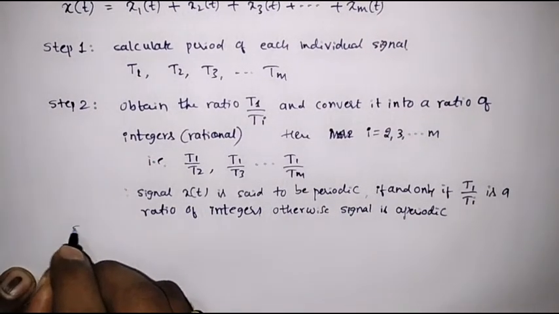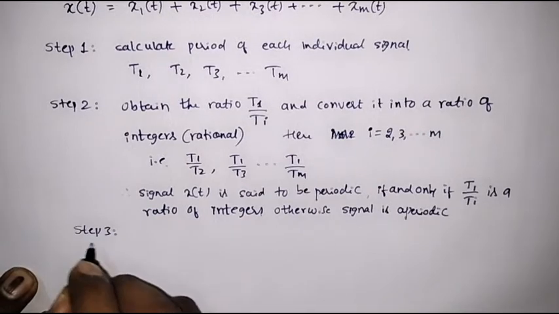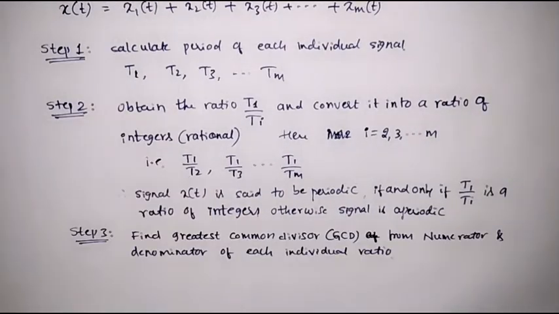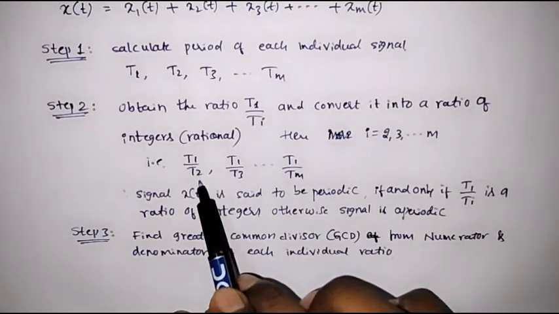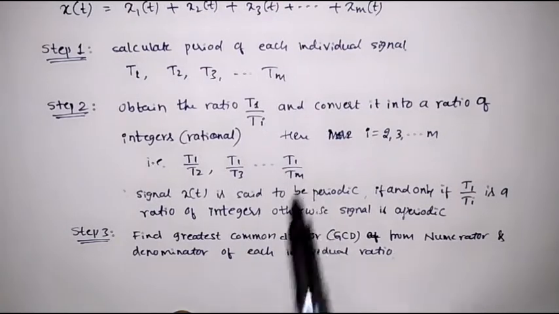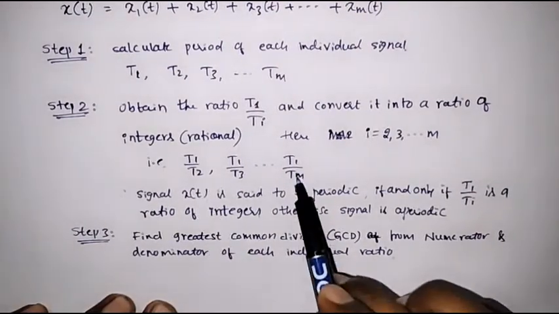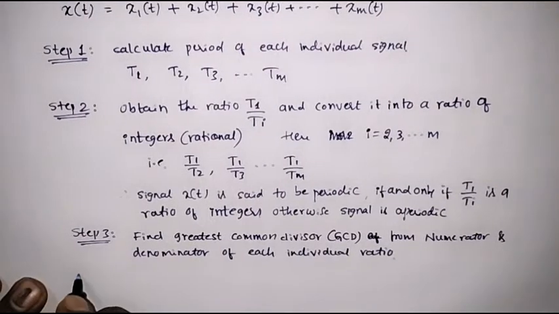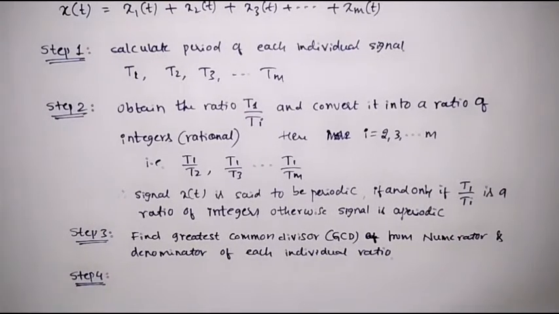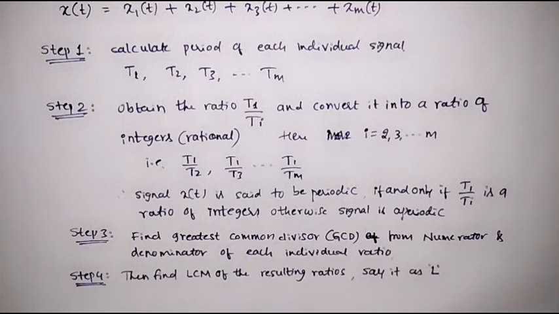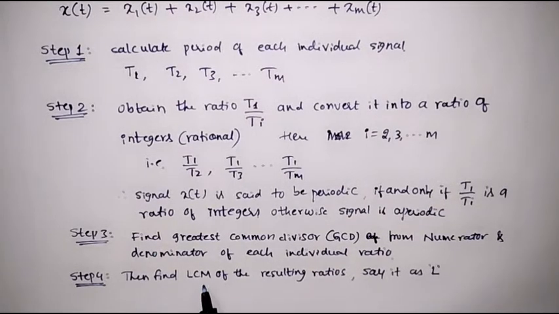Now let's see step number 3. In step number 3, we are supposed to calculate the GCD of the numerator and denominator of each individual ratio from t1 by t2 to t1 by tm. Step number 4. Then we are supposed to calculate the LCM of the resulting ratios which we obtained in step number 3, and we call it L.